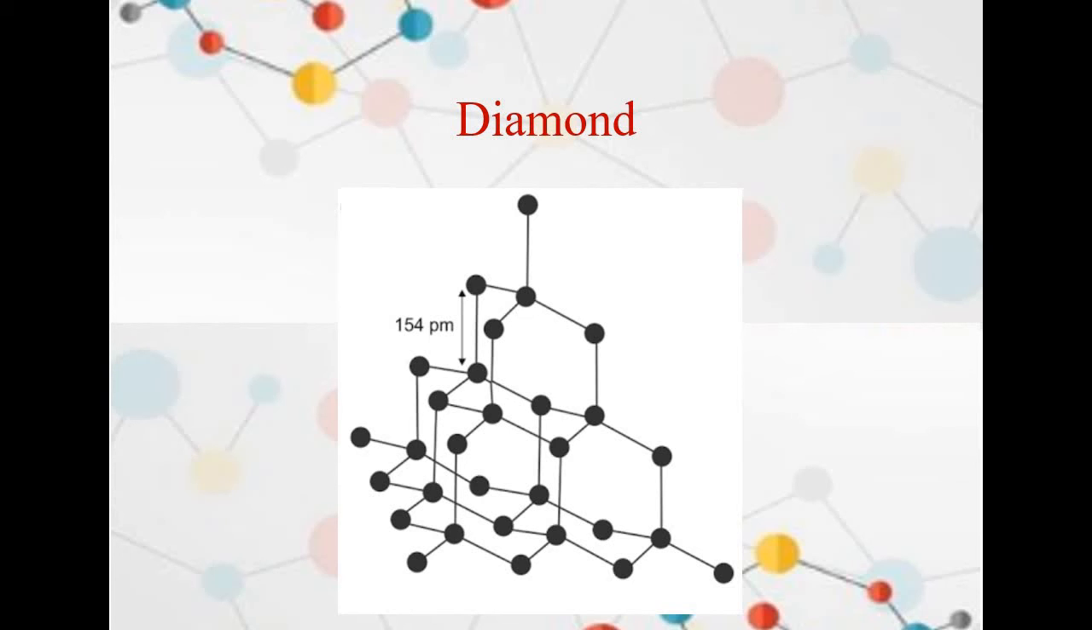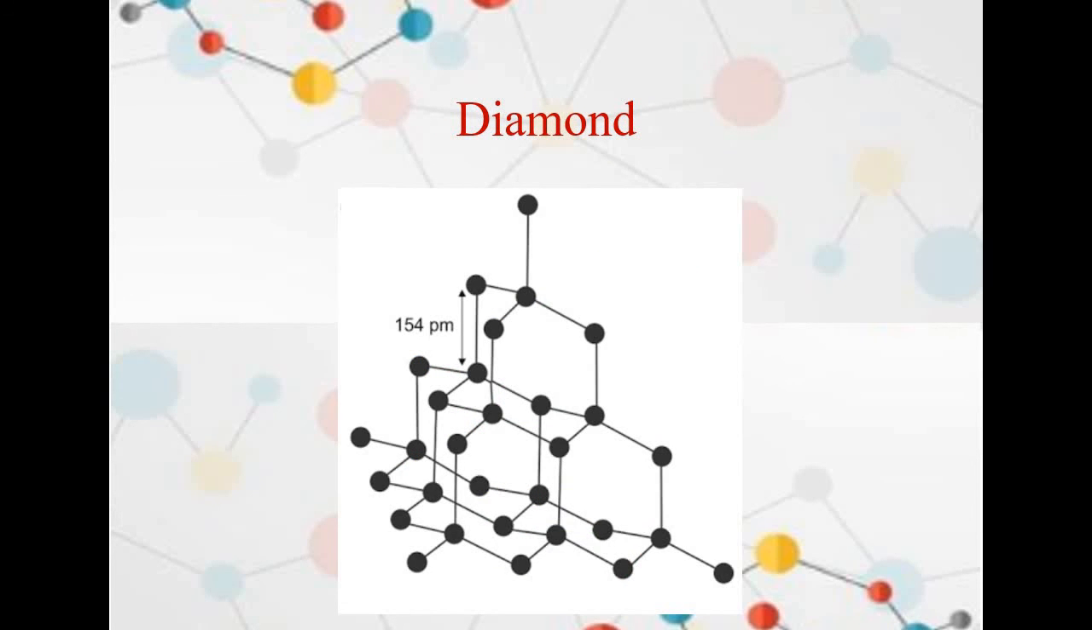So, first one, diamond. It has a crystalline lattice. In diamond, each carbon atom undergoes sp3 hybridization and is linked to 4 other carbon atoms by using hybridized orbitals in a tetrahedral fashion. And the C-C bond length is 154 pm. So, sp3 hybridized carbon is there, and it is a crystalline form of carbon with a crystalline lattice.